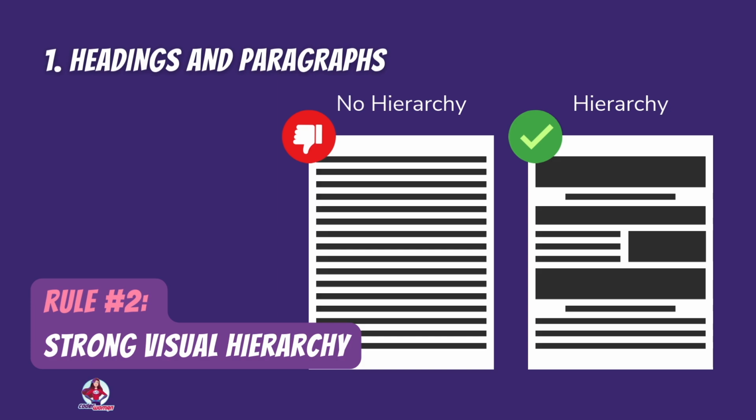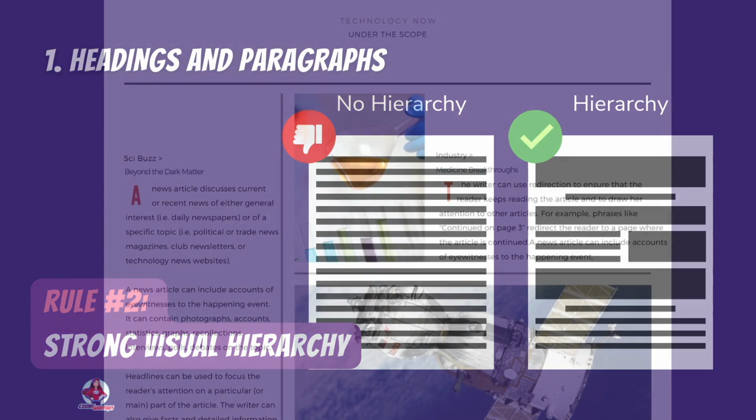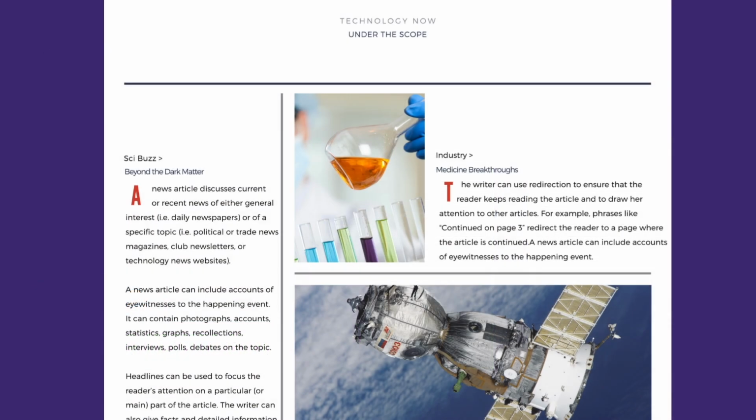Thanks to them, we can highlight important text and break the content into logical sections, making it easier for visitors to read and understand. Let's see an example. Here we have some text as a paragraph only. As you can see, it's difficult to read it all.